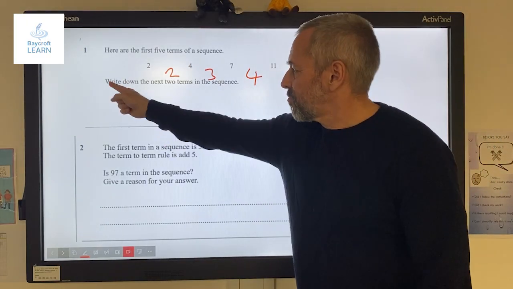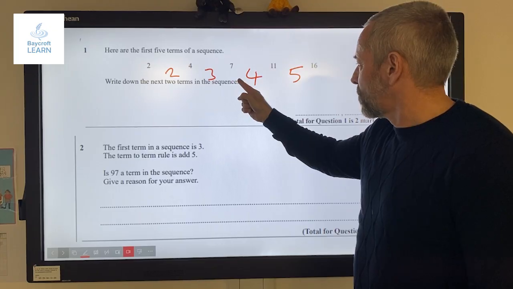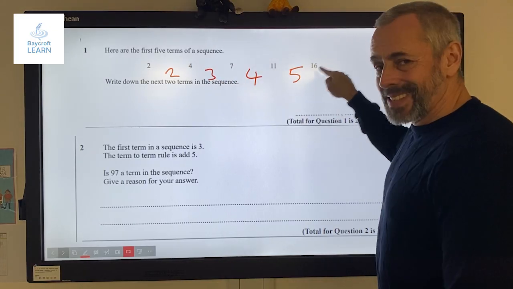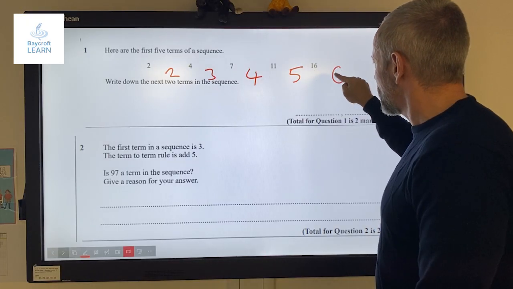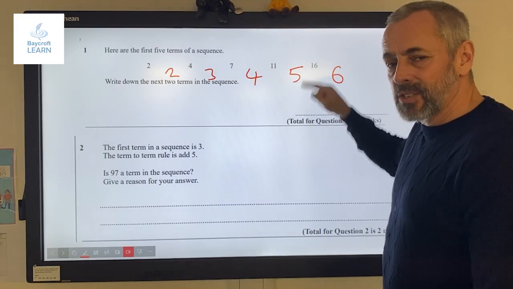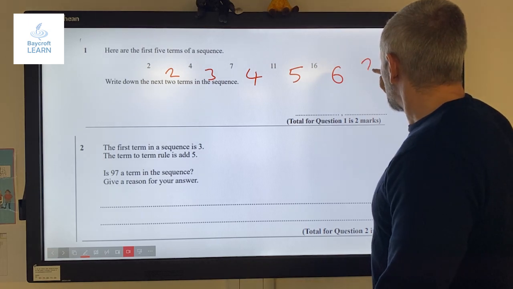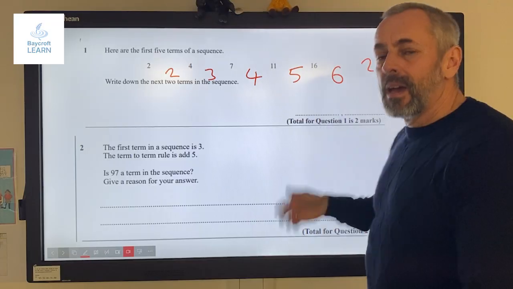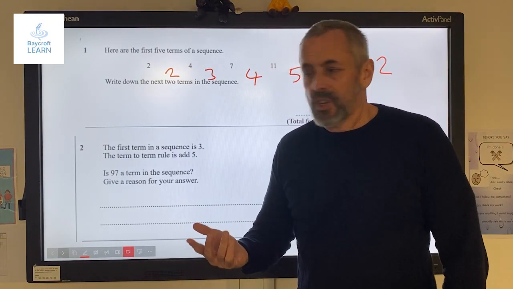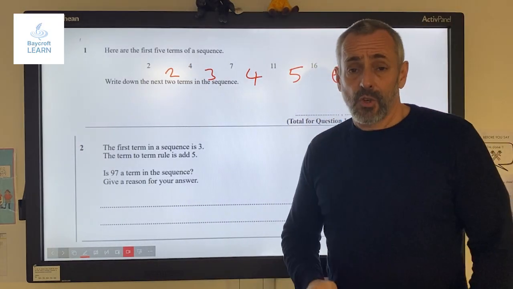Let's have a look at the question: write down the next 2 terms in this sequence. So what do we think the next gap is going to be? So 2, 3, 4, 5. The next gap is going to be 6. So we need to add 6 onto 16, which means the next term will be 22. What's the next gap going to be? And from that, we can work out the final term. And that's just got us 2 marks.